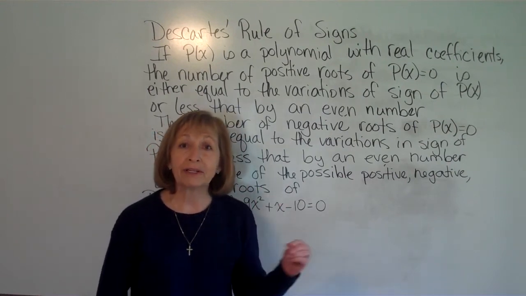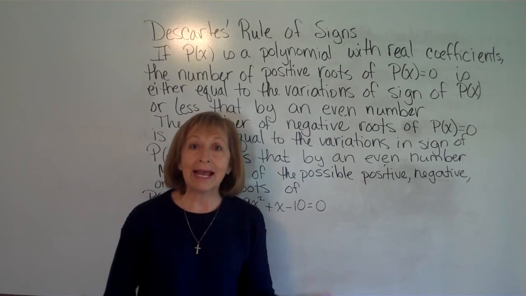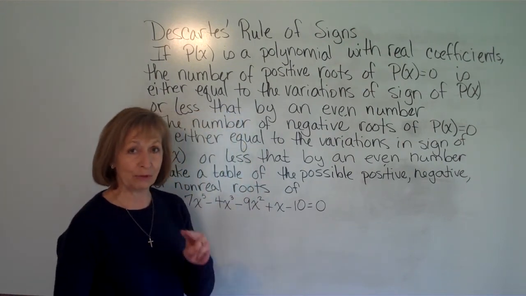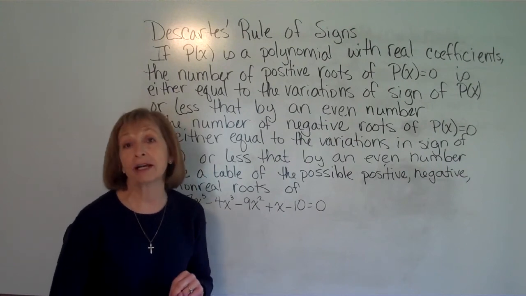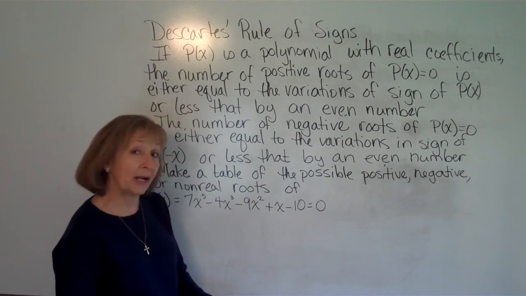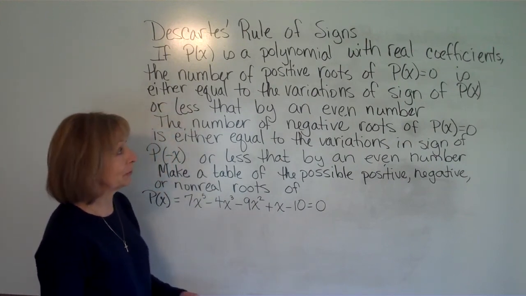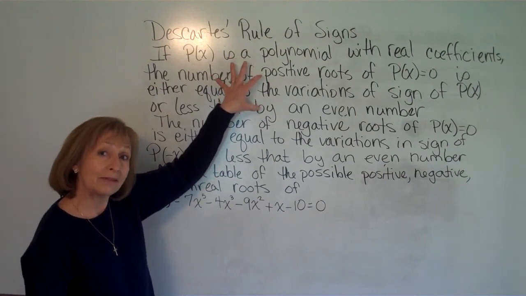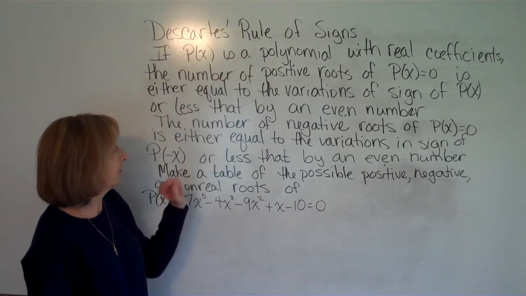So when we count the variations, that's our highest number of that type of root we can have, and then we have to keep subtracting off 2 till we can't subtract off 2 anymore, for the situations where maybe there's a conjugate pair hiding in the list of roots. Now, that's how you find the number of possible positive solutions to a polynomial equation.